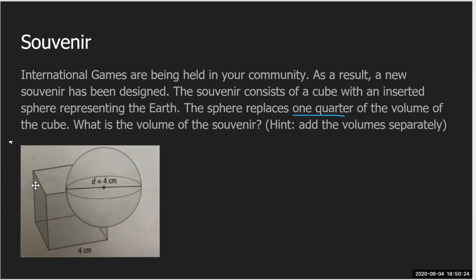If we remember from our formulas earlier, the volume of a cube is 4 times 4 times 4, the side cubed. That would be 64. And we want to take out 1/4 of this. So we want to multiply by 3/4, because if you take out 1/4, the remaining is 3/4. So you just want to multiply 64 by 3/4.